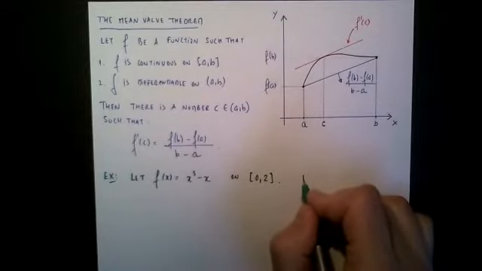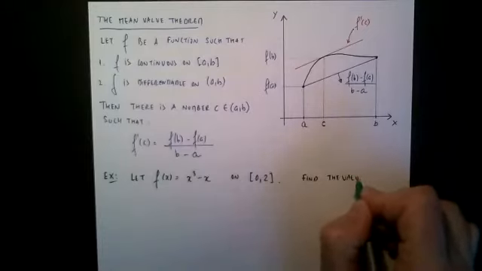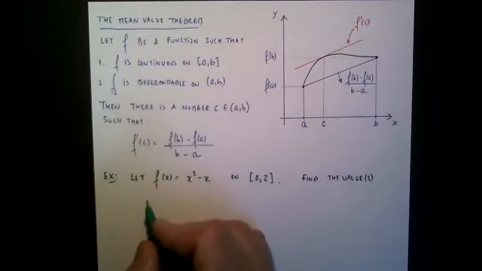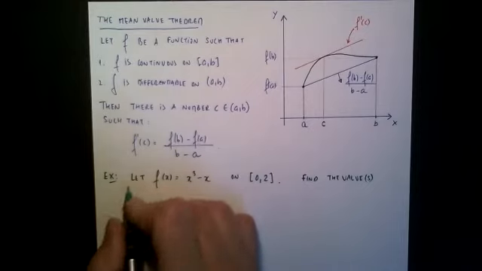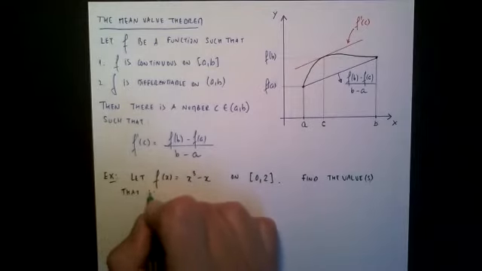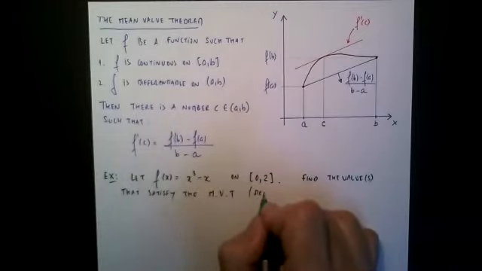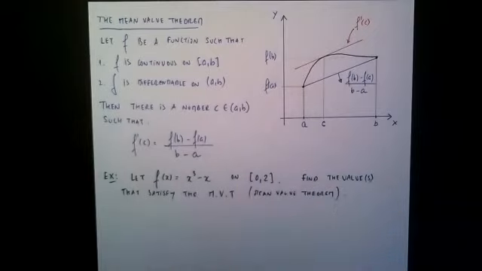Okay, so find the value, or values, they could be more than one, that satisfy, let's say, the mean value theorem, okay? Okay, so how does it work?